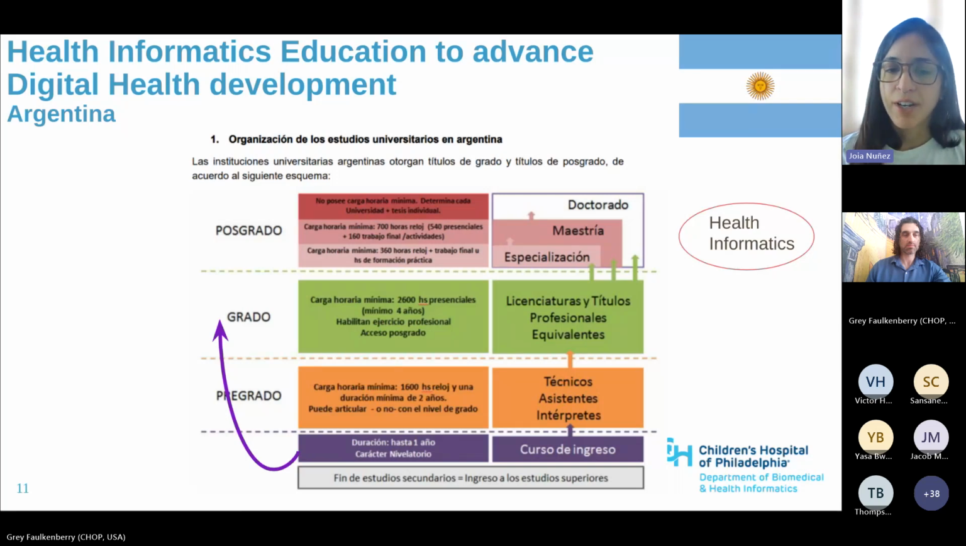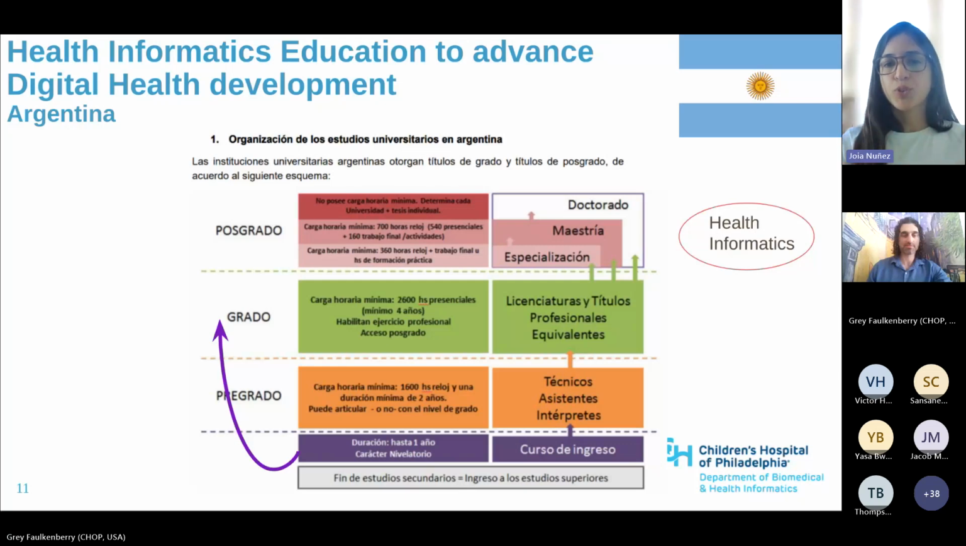And one thing that I find particularly interesting about this is that most degrees up to the grad level might be obtained for free. There's free education in Argentina. And then after grad school, there's the postgrad or specialization, and most of those degrees are private. And that's where health informatics goes. There's no health informatics grad school yet, or not now.